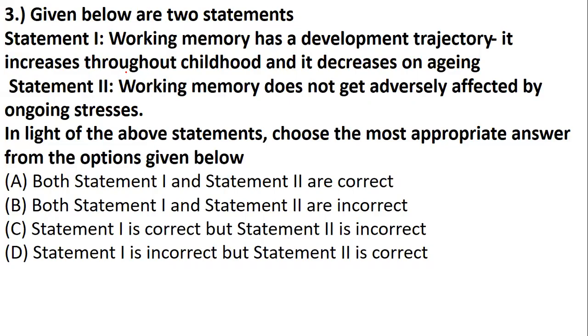Statement 1 is: working memory has a development trajectory. It increases throughout childhood and it decreases on aging. Statement 2: working memory does not get adversely affected by ongoing stress. So these are two concepts, but first of all, you do not know what working memory is. That itself is not clear.